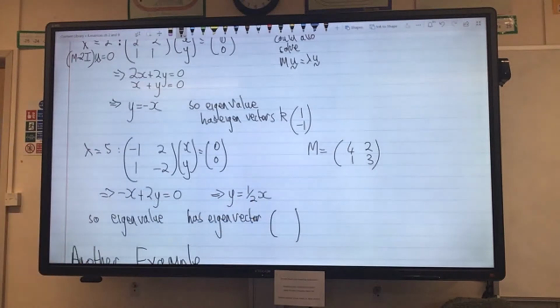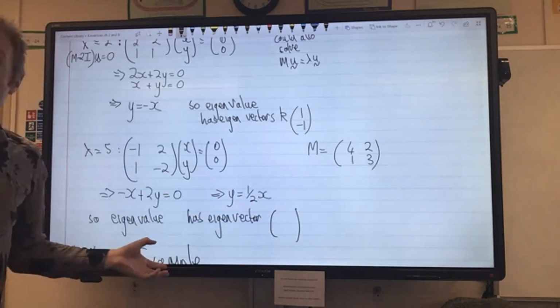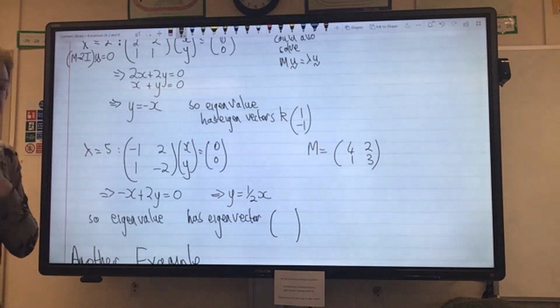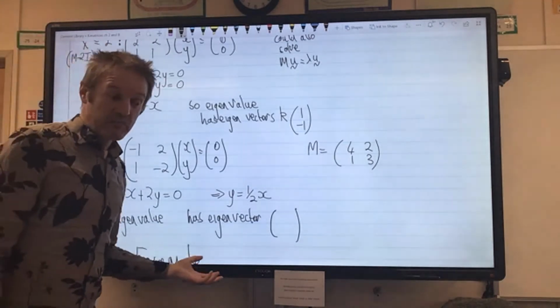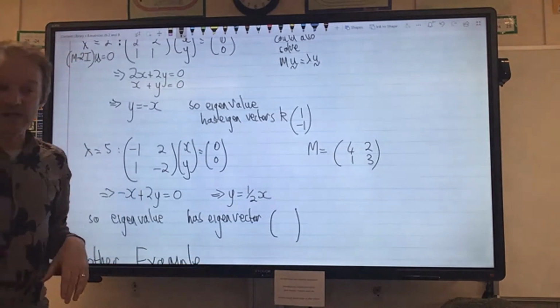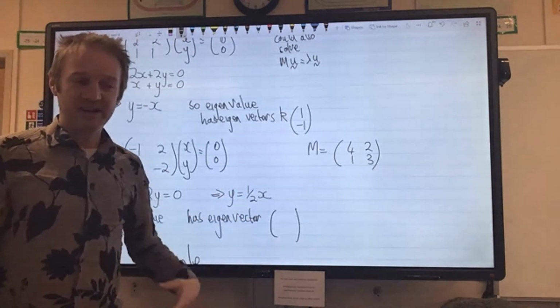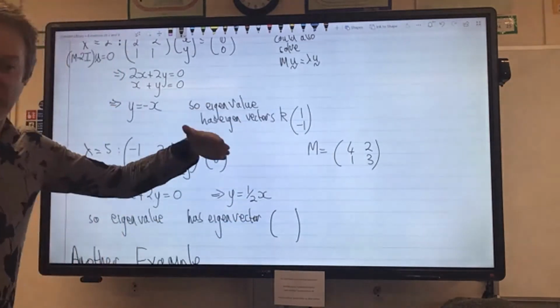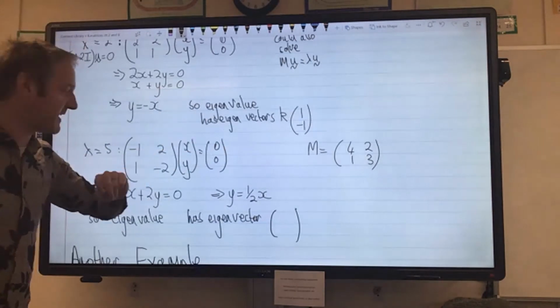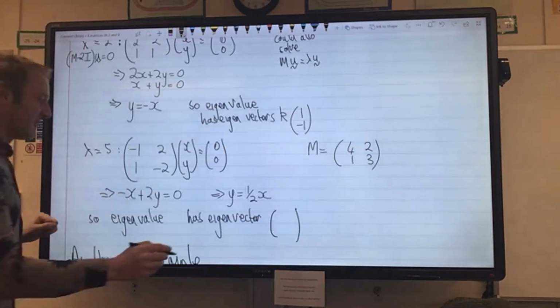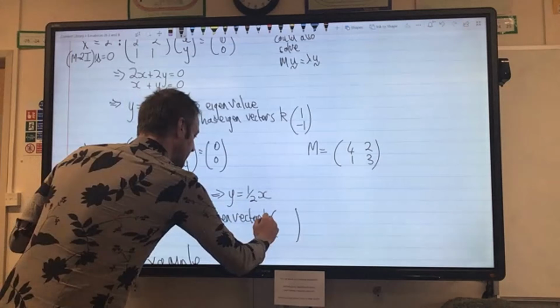If that makes you uncomfortable, write them both down, and you will find in the case of a 2 by 2 matrix that they are the same equation. When you come to the 3 by 3 matrix, you will find 3 different equations, but you'll always find that one of them is a combination of the other 2. We'll do 3 by 3s later on. And so the eigenvector, as you said, was.